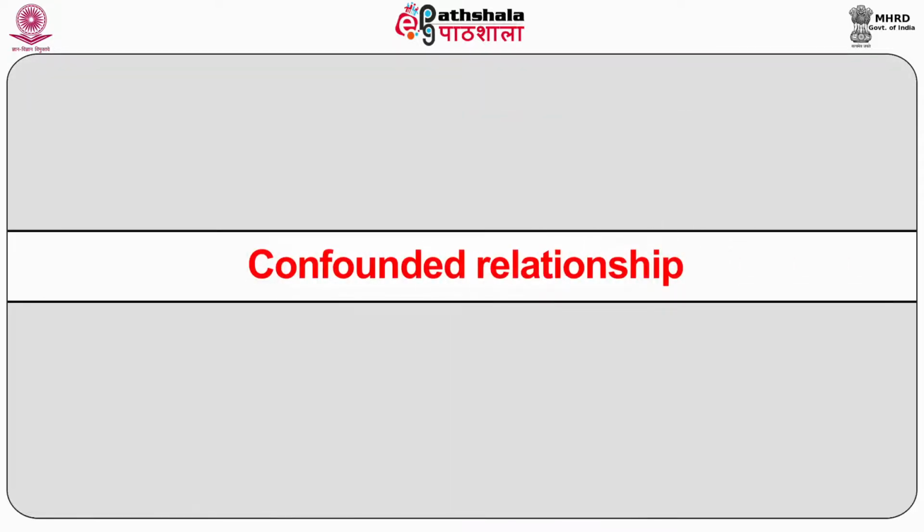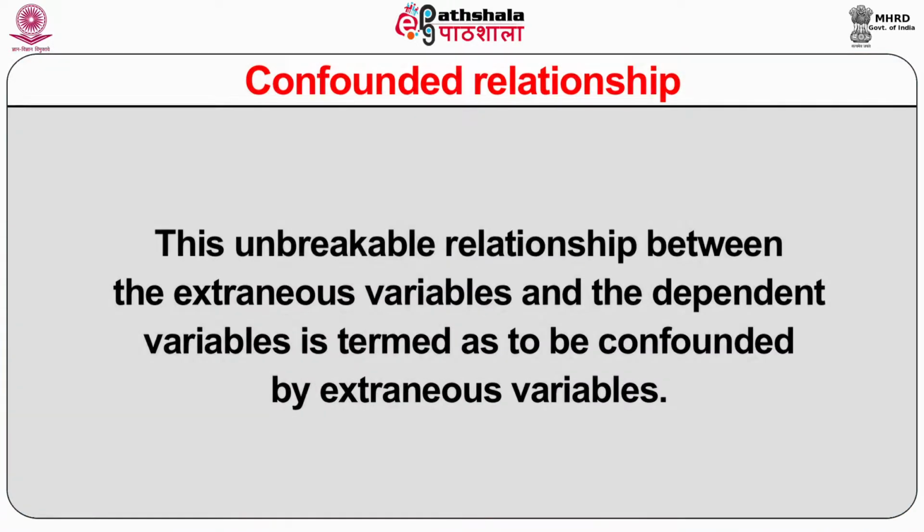The next concept is confounded relationship. One may put in the best efforts to control and minimize the influence of extraneous variables, but one cannot make it completely impact-free. This unbreakable relationship between the extraneous variables and the dependent variables is termed as being confounded by extraneous variables.